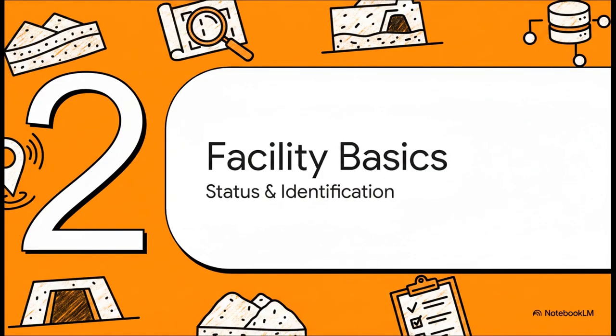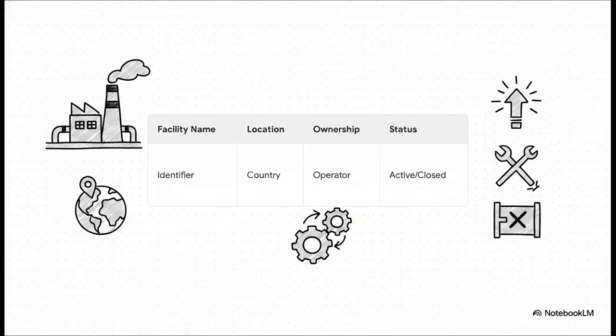Moving right along to part 2, facility basics and status. So we start building out this table, and the first 4 metrics are all about establishing baseline accountability. You've got to name the facility or give its exact identifier and pinpoint its location, specifically the country of operation. Next up is ownership. Is the reporting entity actually the one operating the site? And lastly, for this section, the operational status. Is the site currently active? Is it inactive but under maintenance? Or is it fully closed down? Just the basic facts to set the stage.